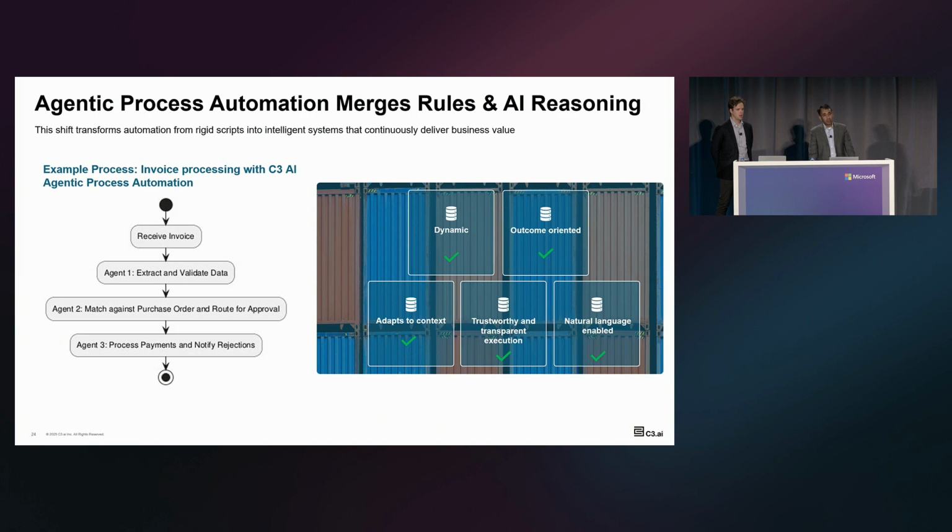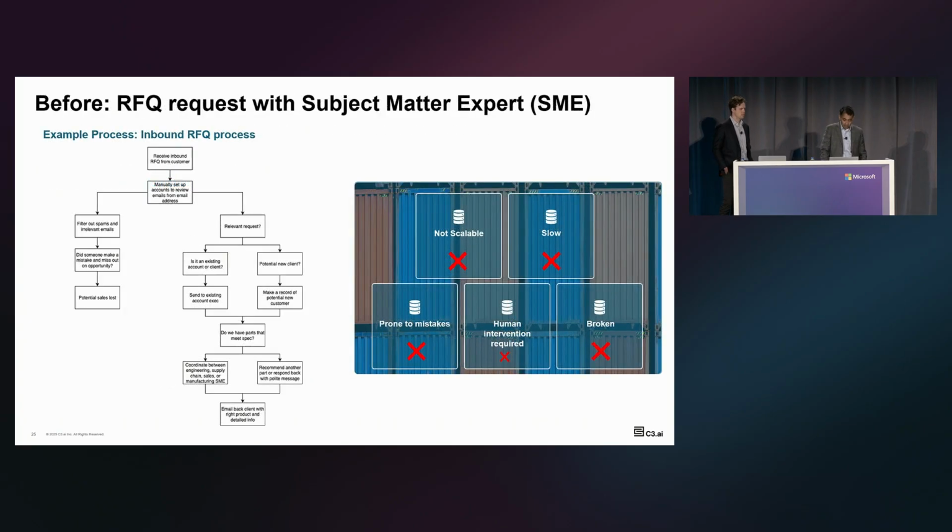The same approach with our agentic process automation, just to give you a business example in the back office. It's just 3 agents. You have a first agent that extracts and validates data, a second one that matches relative to purchase orders, and the third that processes payments. Each of these agents in our world is automatically object model or ontology aware. So it's more flexible, more scalable, fewer edge cases, fewer human escalations.